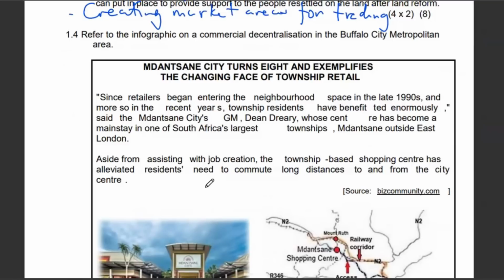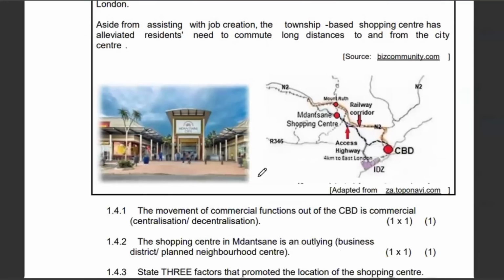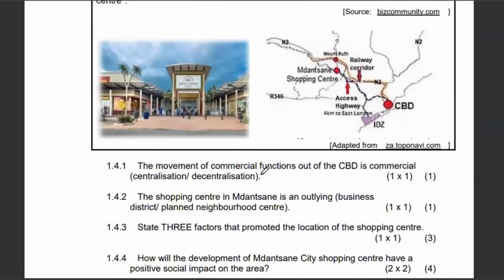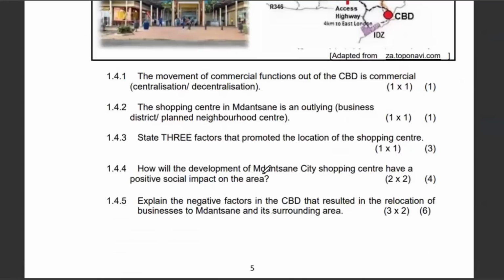Right, that takes us to the end of question number 1.3. We move on to question number 1.4. Question number 1.4 is based on Densane City, which exemplifies the changing face of township retail. We're not going to go through the text, but we'll go through the questions.